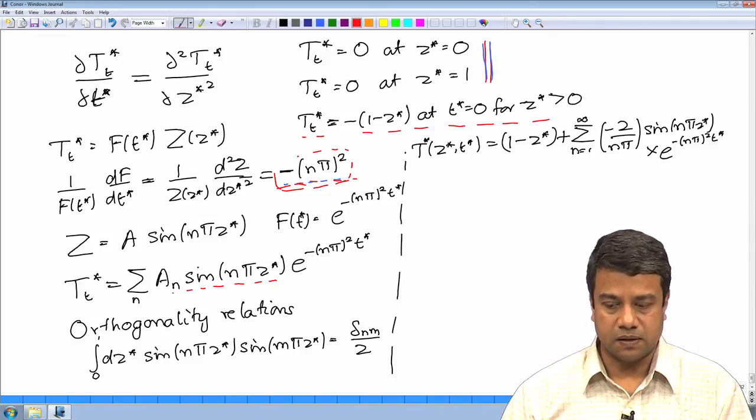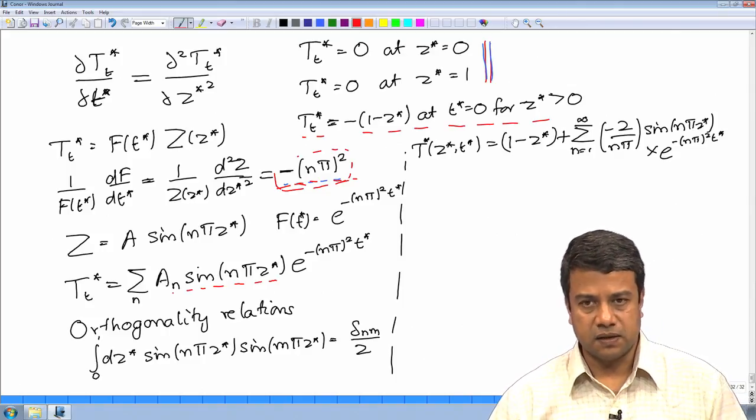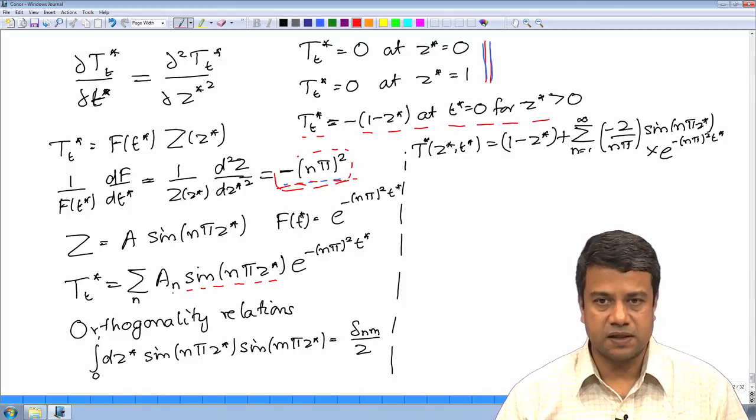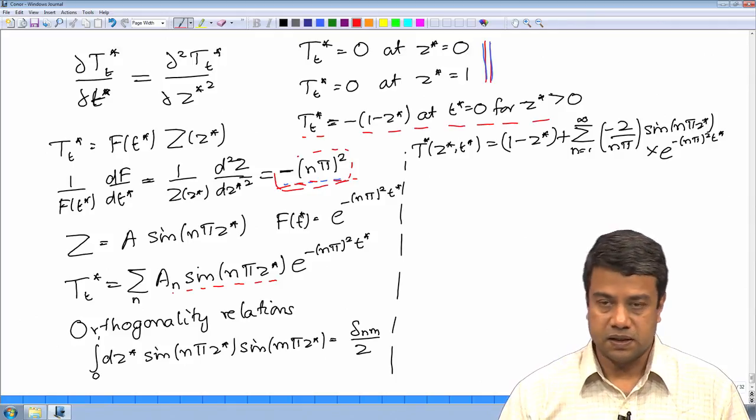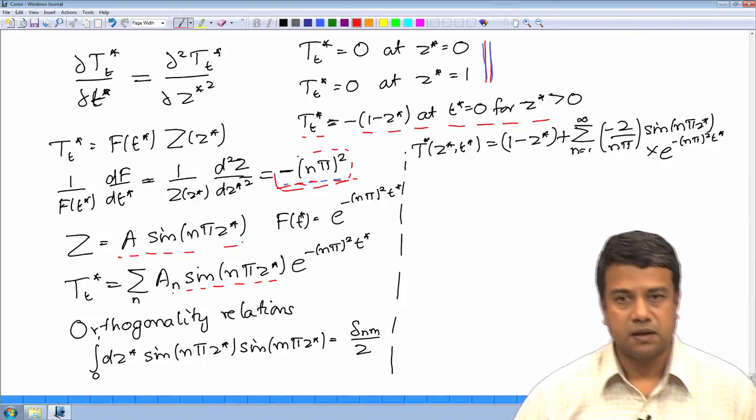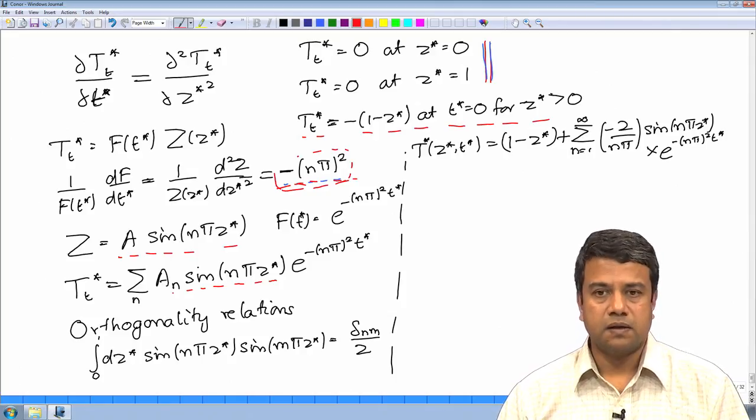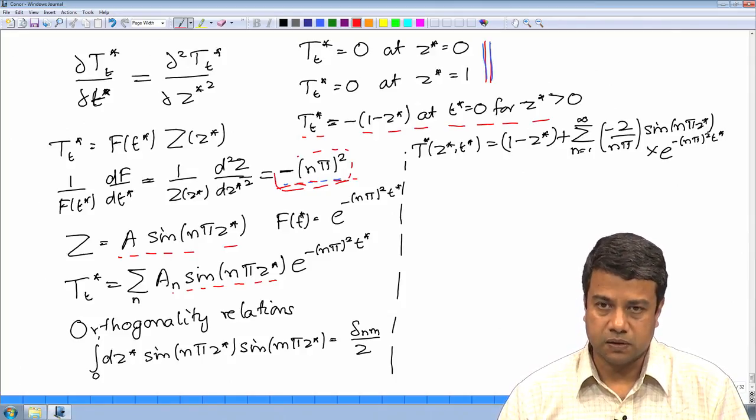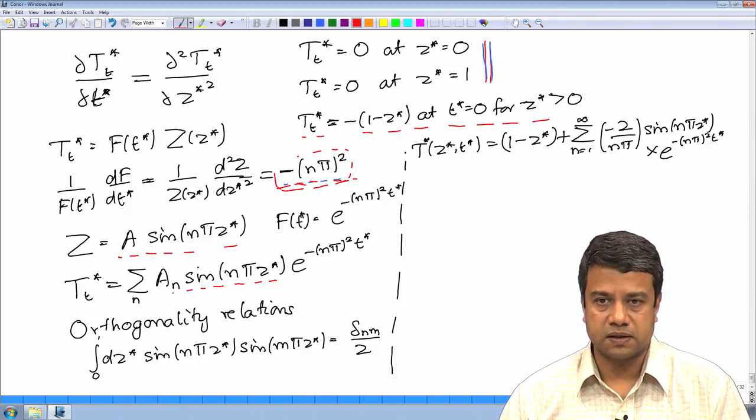I mean, they have to be a discrete set of values. They cannot be just a continuous variation in values, it has to be only for a discrete set of values. In this particular case, it is an infinite set, n can go from 1 to infinity, but it is still a discrete set. n can have only integer values. These are the eigen values, and the functions here are what are called the eigen functions. For these eigen functions with homogeneous boundary conditions, you can show that there do exist orthogonality relations.